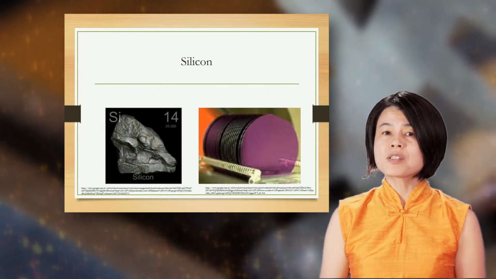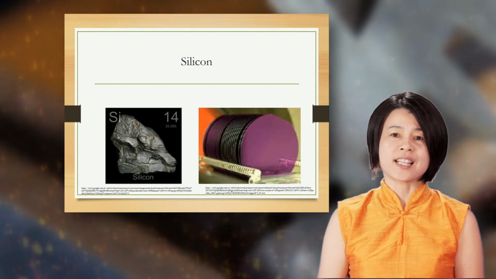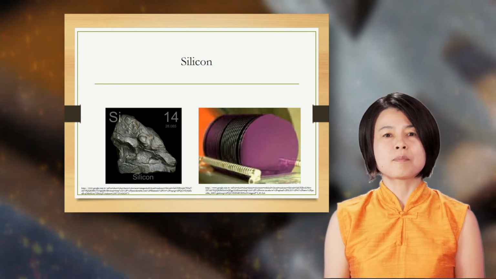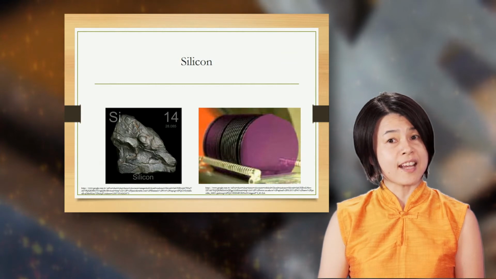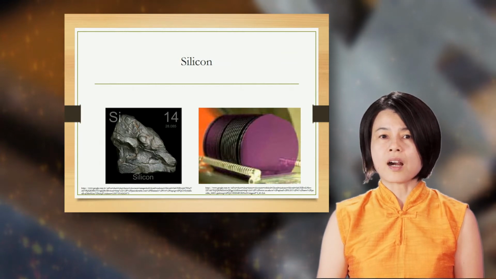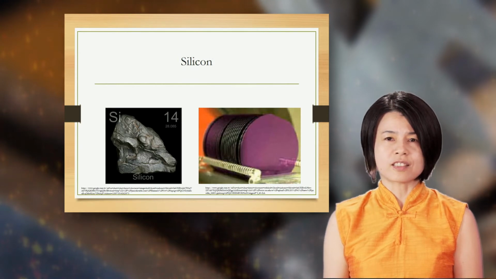Okay, the most famous semiconductor is silicon. Of course, it's not the only one, but it's the one most well known because it changes human society a lot. These are two pictures of silicon. But why do they look so different?